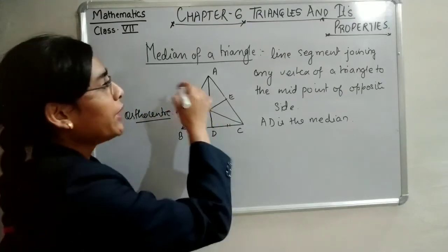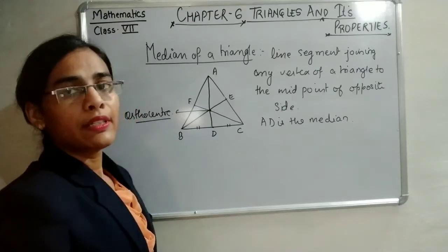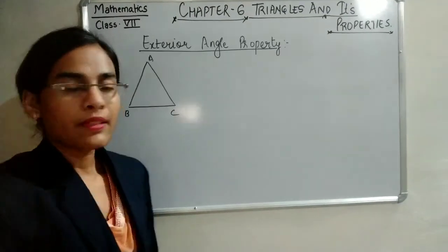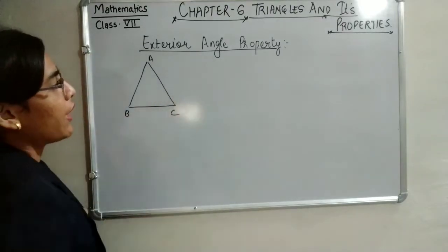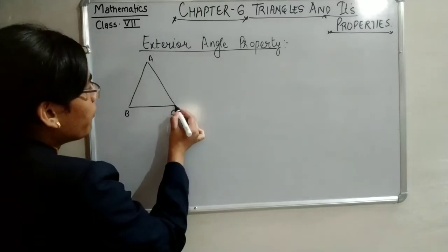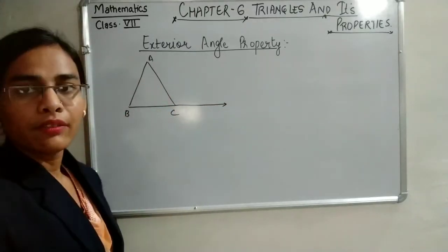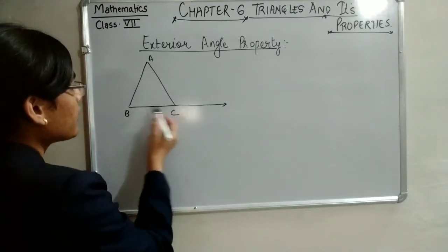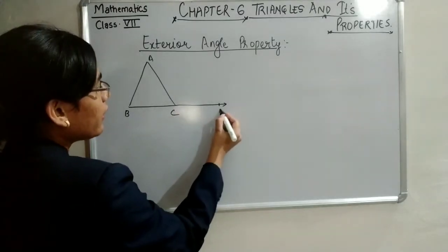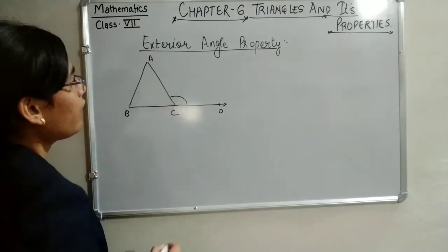So the median of a triangle is a line segment joining any vertex of a triangle to the middle point of the opposite side. This is the exterior angle property of a triangle. Suppose we have a triangle ABC and we will make an exterior angle of this triangle by extending any of the 3 given sides. If we have extended the side BC to point D, then this angle ACD will be the exterior angle of the given triangle.